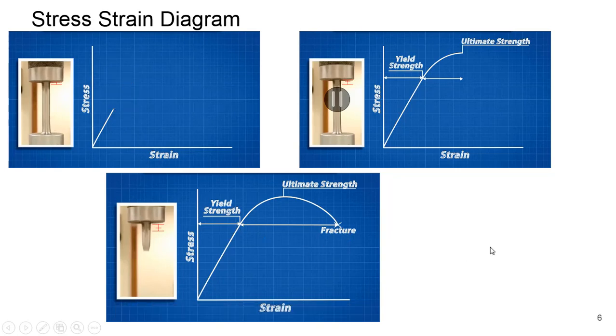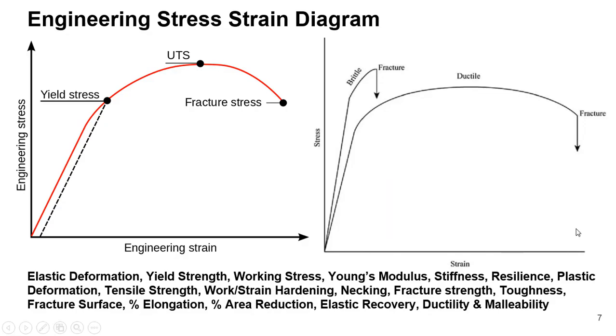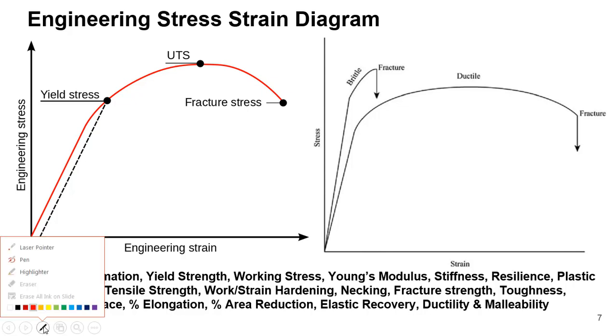Now next, in the engineering stress strain diagram we will try to define the different terminologies that are used. Basically there are many different mechanical properties. Let us try to understand each and every term one by one.